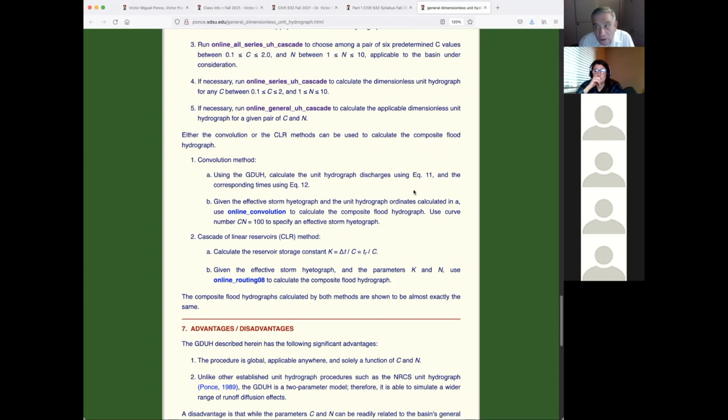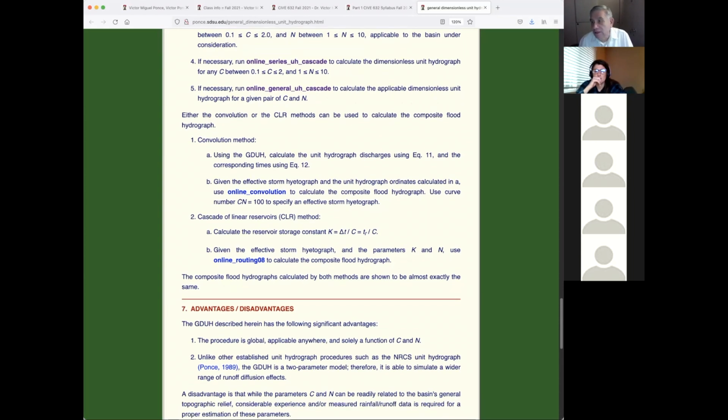I thought that these two methods, convolution and the cascade, were totally different. As a matter of fact, they're like two sides of the same coin. You turn the coin into the same coin.